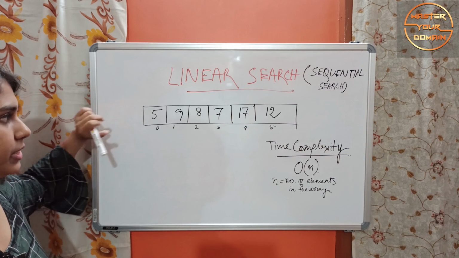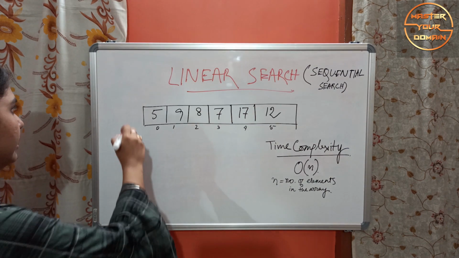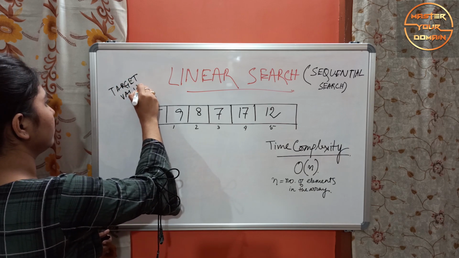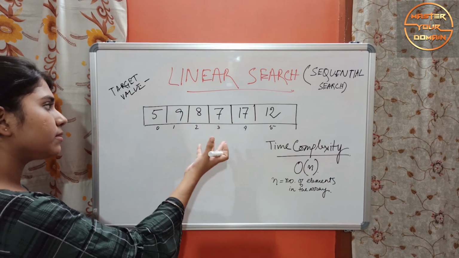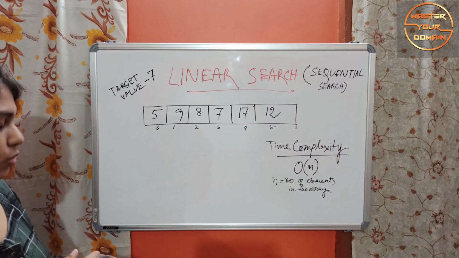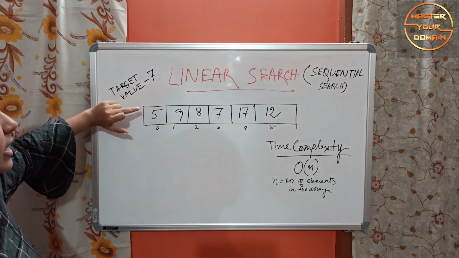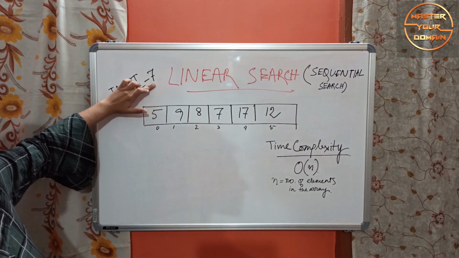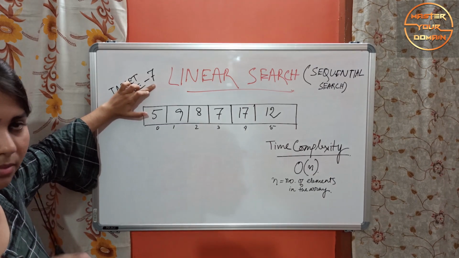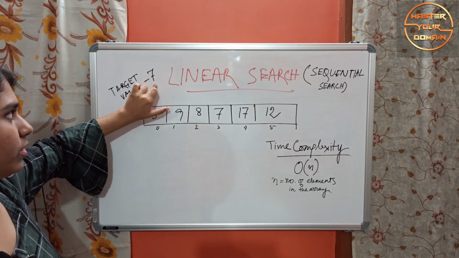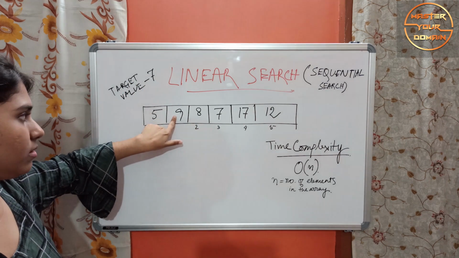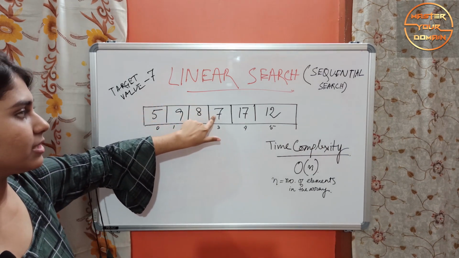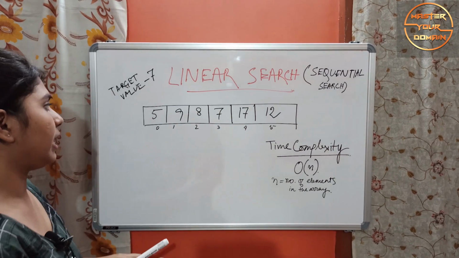Suppose we have an integer array and the target value is say 7. So 7 is first compared with each and every element of this array until a match occurs. So let's first compare 7 with 5. Match does not occur. Next, move forward. 7 compared with 9. Again, not same. 7 with 8. Not same. 7 with 7. So there is a match.